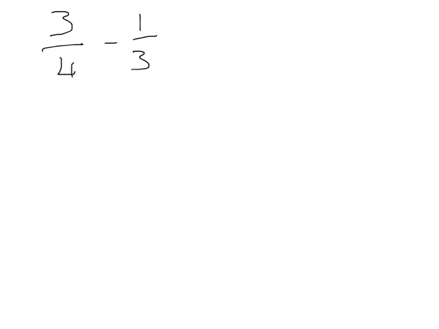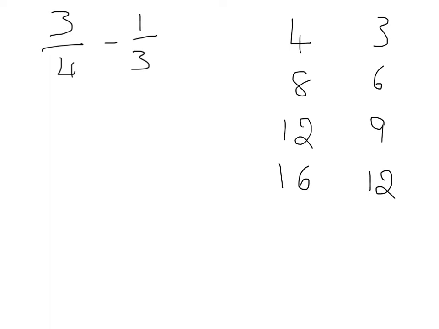Okay, here's another example. We've got 4 and 3 on the bottom. We need them to be the same. We need our denominator to be the same. So let's use our lowest common multiple again. Let's go up our 4 times table. So we've got 4, 8, 12, 16. Then we're going to go use our 3 times table. 3, 6, 9, 12. First number that we have in common there is 12. So our new denominator is going to be 12.